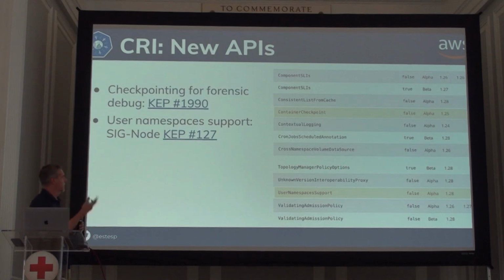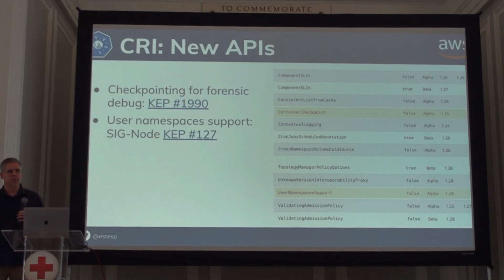But in both of these cases, and I can give you the slides, you can go read on these. You can read the enhancement proposals.